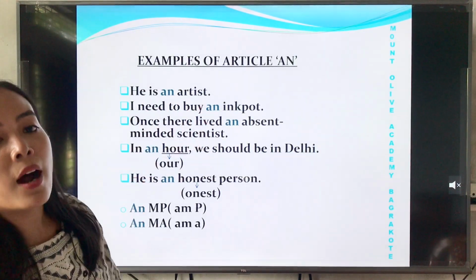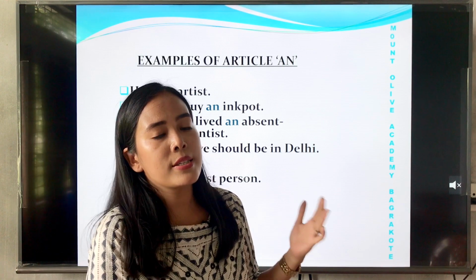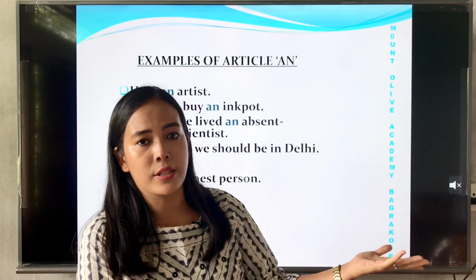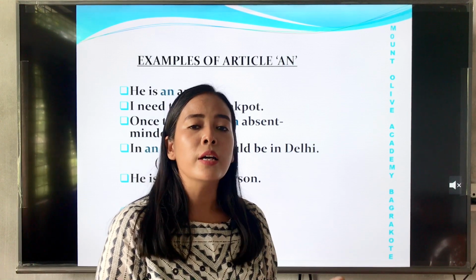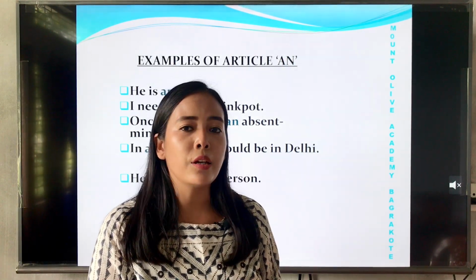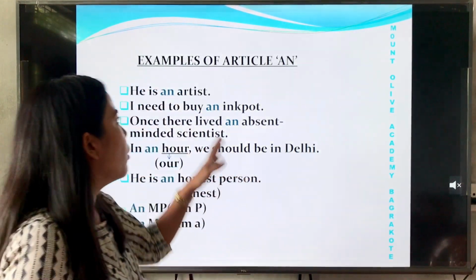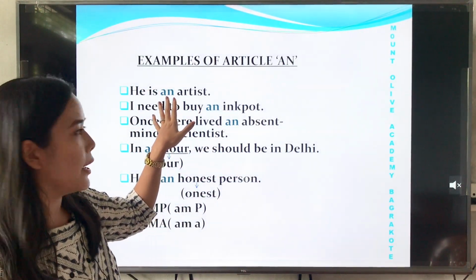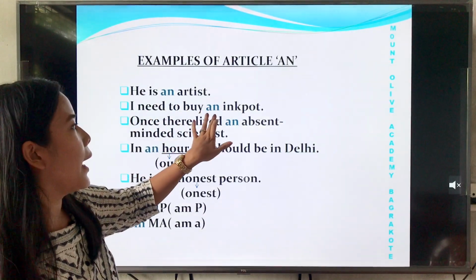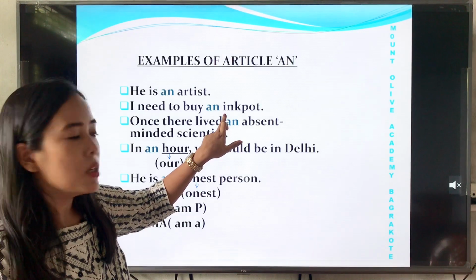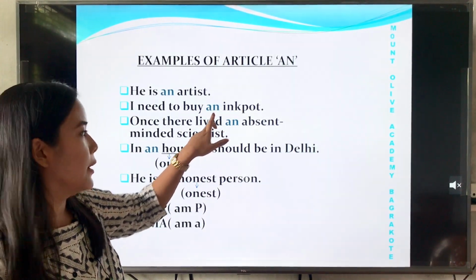He is an artist. Again, artist is not definite over here, okay. He is an artist, someone, a boy is an artist, but we don't know which artist. He may be a singer, a dancer, a poet, a writer, a composer. So it is not definite which artist. So we have to use article an. I need to buy an ink pot. I is a vowel. So before a vowel we will use the article an.